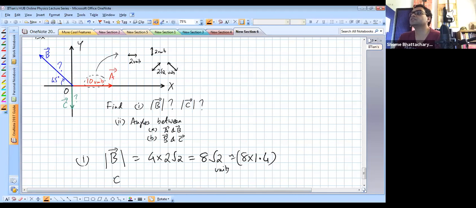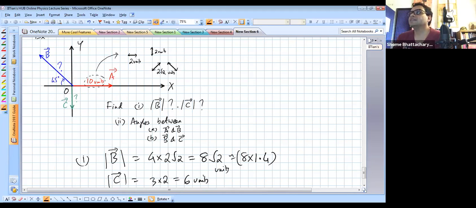Whereas magnitude of C, you can see, is much more straightforward. It is 3 units downwards, so 3 into 2, so 6 units. So this is the answer to the first part. Okay, so magnitude of B, interestingly, is not 8 units. It is 8 root 2 units, because it's not about the number of boxes. It's also about whether you're going diagonally in the box or you're going like this. So we are making use of that.